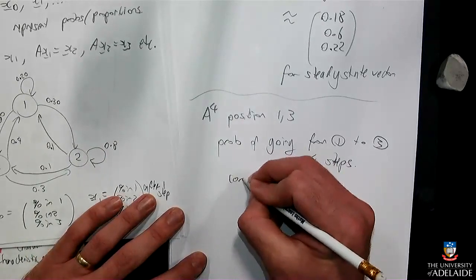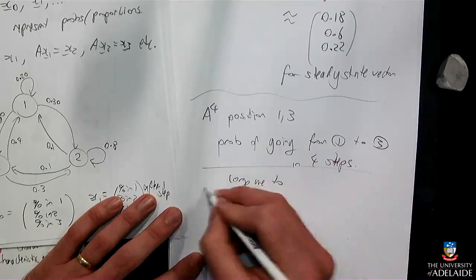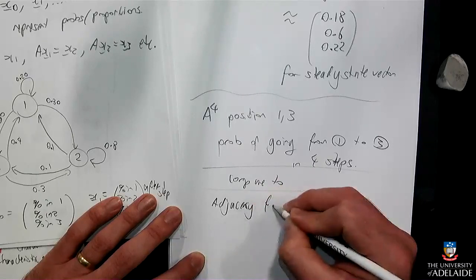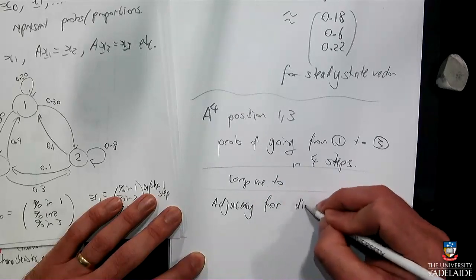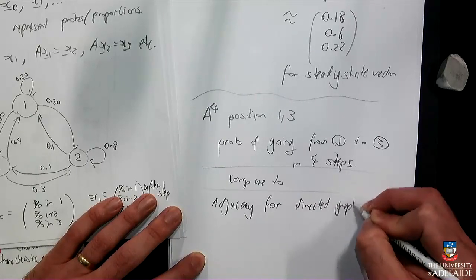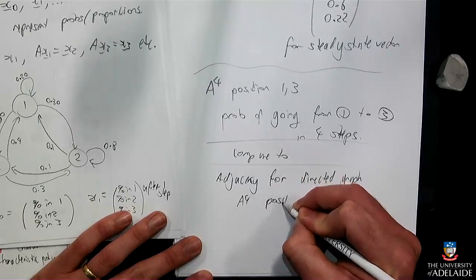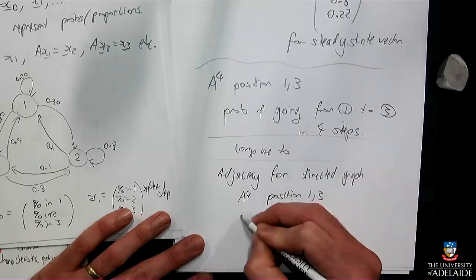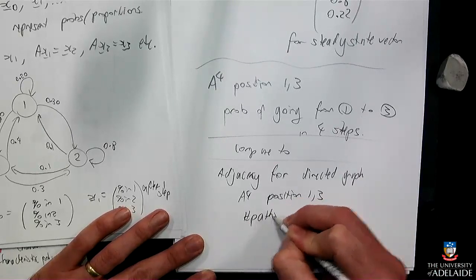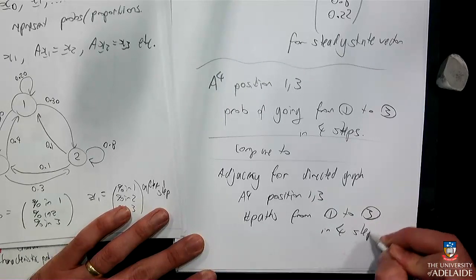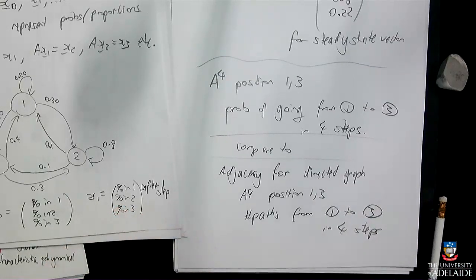So compare to the adjacency matrix for a directed graph, where A to the 4 position 1, 3 was the number of paths from 1 to 3 in 4 steps. Yeah. So that's the comparison between those things. And it's the same idea, it's just that we're allowed to have numbers other than 1 in those positions.